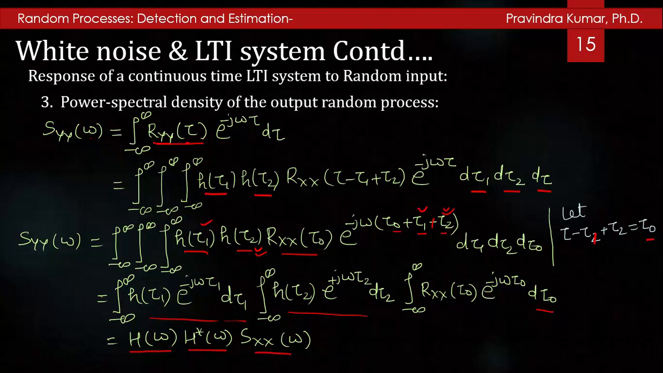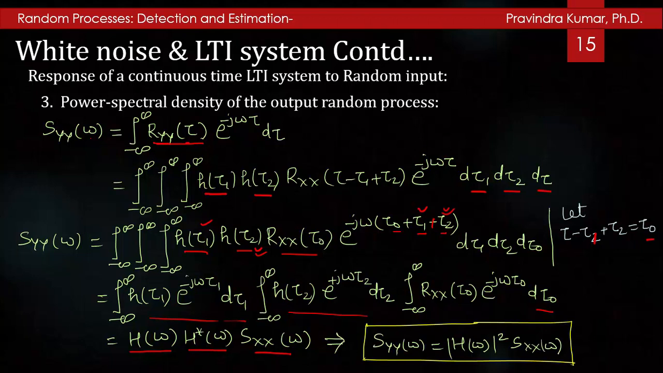So here I can write that the output power spectral density will be equal to the mod square of the transfer function, multiplied by the power spectral density of the input random process. So from this result we can conclude that the power spectral density of a random process Y(t) at the output of an LTI system in response to the wide sense stationary process X(t) is equal to the power spectral density of the random process X(t) multiplied by the squared magnitude of the transfer function of the system, or you can say the response of the filter.